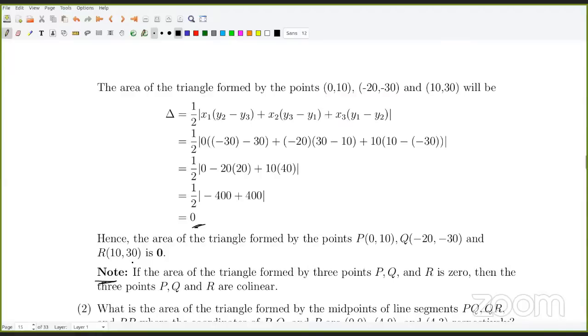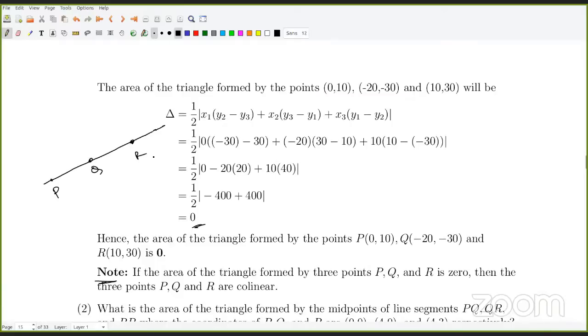Collinear means if I draw a straight line connecting P and R, Q lies on that line. So I have P, I have Q, I have R. If I draw a straight line connecting P and R, Q will also lie on the same line.